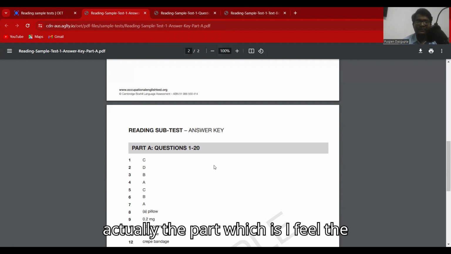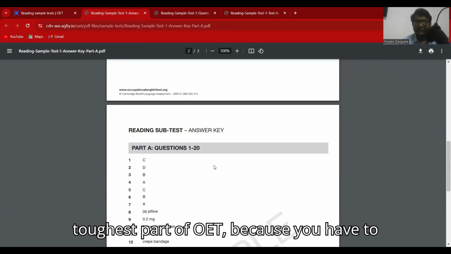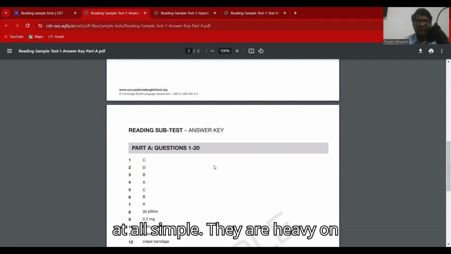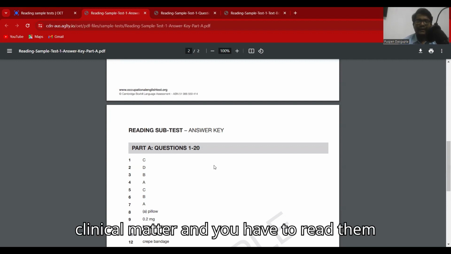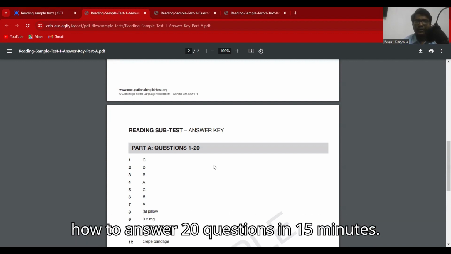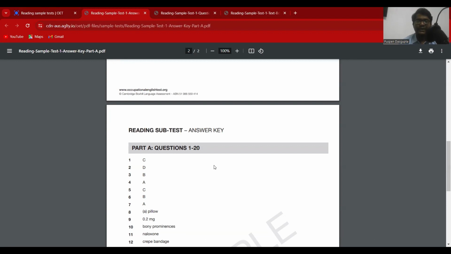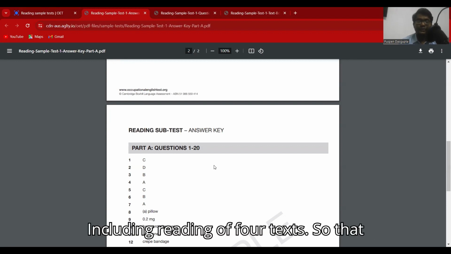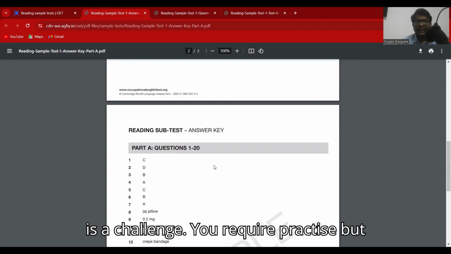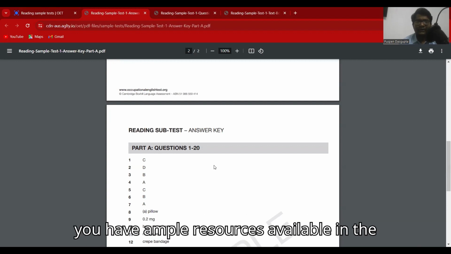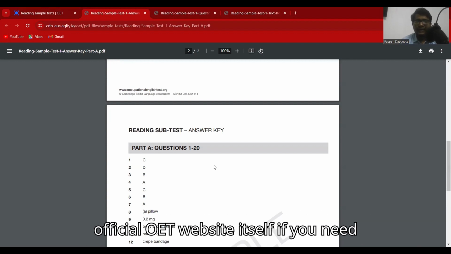Reading part A is actually the part which is, I feel, the toughest part of OET, because you have to read 4 different texts which are not at all simple. They are heavy on clinical matter, and you have to read them really fast, and you have to figure out how to answer 20 questions in 15 minutes, including reading of 4 texts. So that is a challenge. You require practice, but you have ample resources available in the official OET website itself.